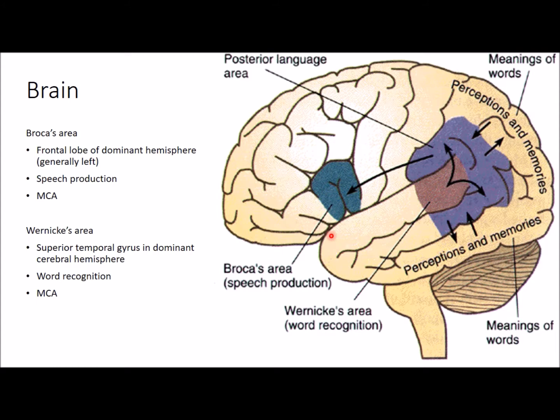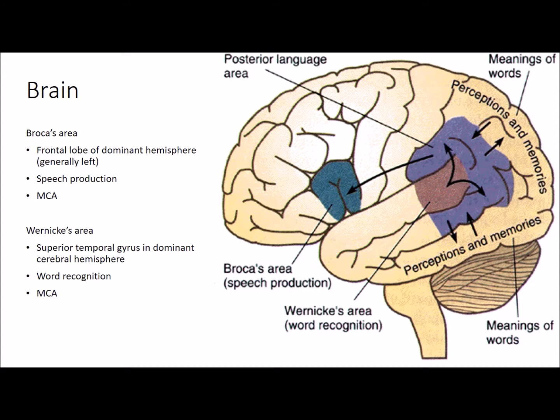Broca's area is located in the frontal lobe of the dominant hemisphere and is important in speech production. Whereas Wernicke's area is here, located in the superior temporal gyrus in the dominant cerebral hemisphere, and it's important for word recognition. The artery that supplies both of those regions is the middle cerebral artery. That's really important to note, because if you have a stroke affecting that cerebral artery, then it's likely that your patient might have a problem with their speech production or their speech comprehension.